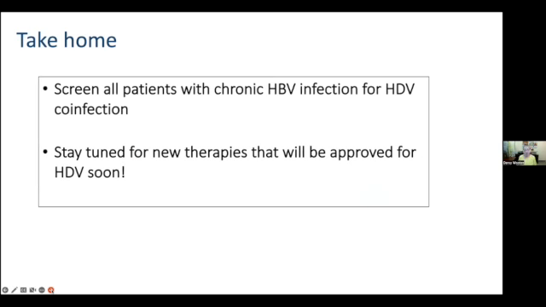So take homes from this, again, just a reminder that for all of our patients with HIV who have chronic hepatitis B infection, we really need to make sure that we're screening all of those patients for hepatitis delta. And that would be a great QI project for any resident or trainee who wanted to do that for our own clinic patients. And then just to stay tuned for new therapies that I think will be coming down the way, hopefully pretty soon, that we can offer to our patients.